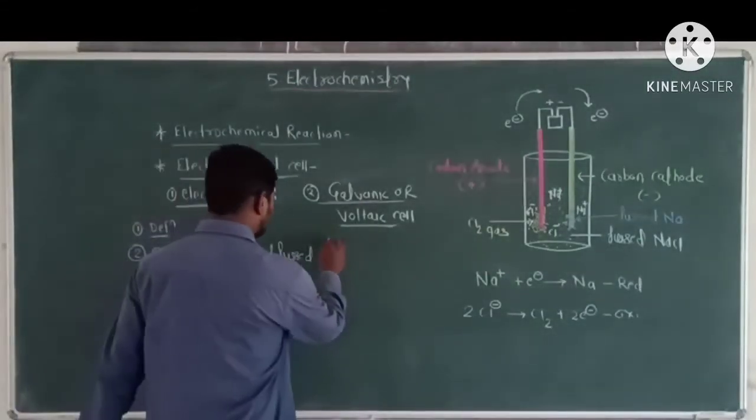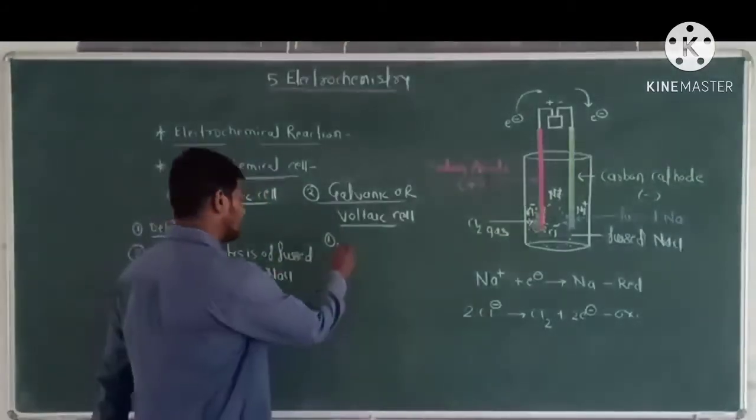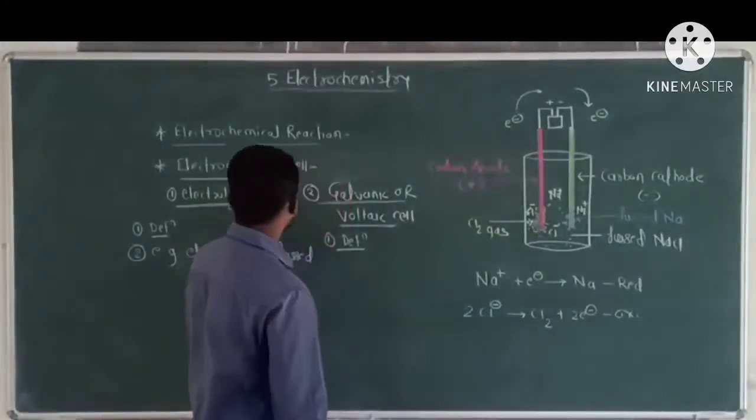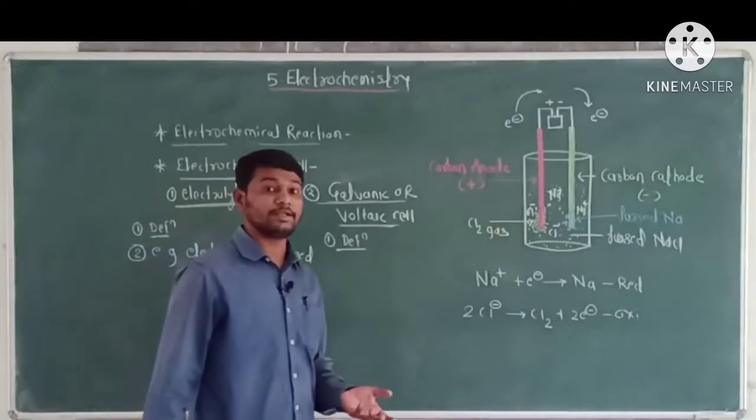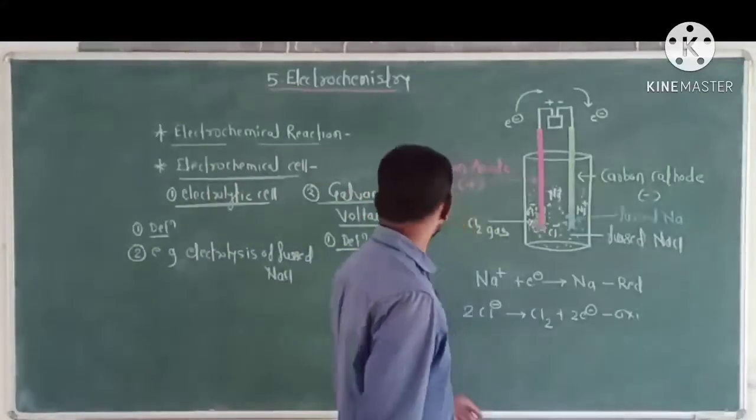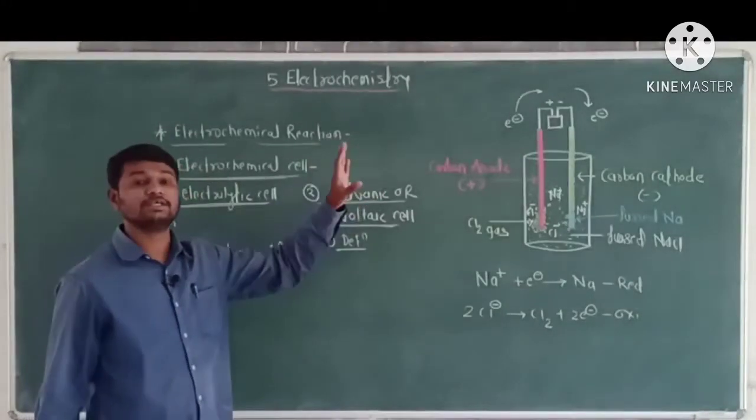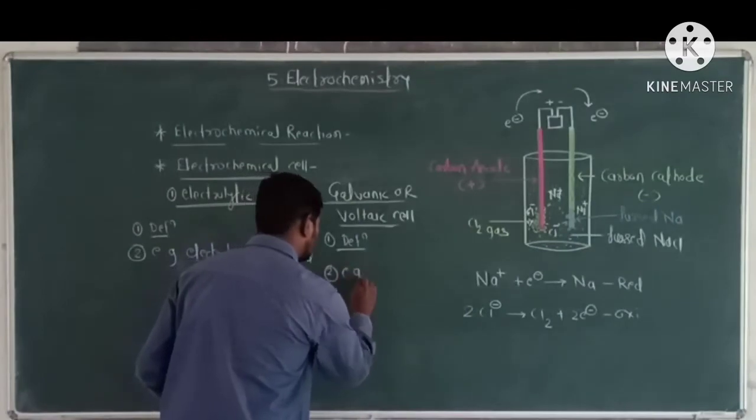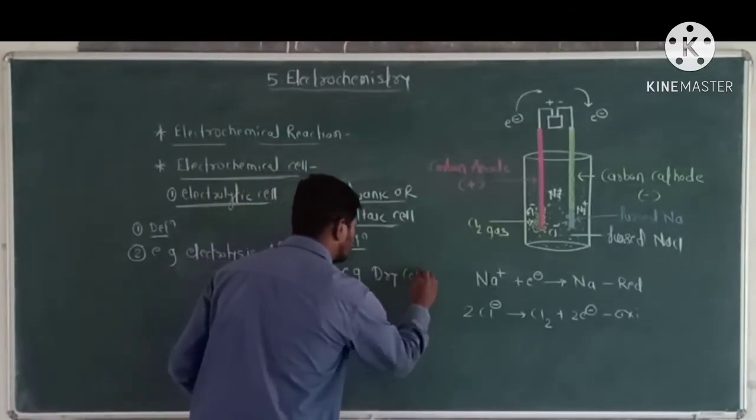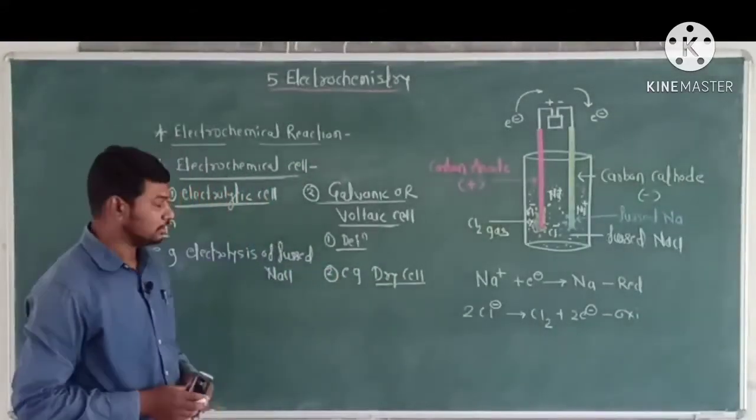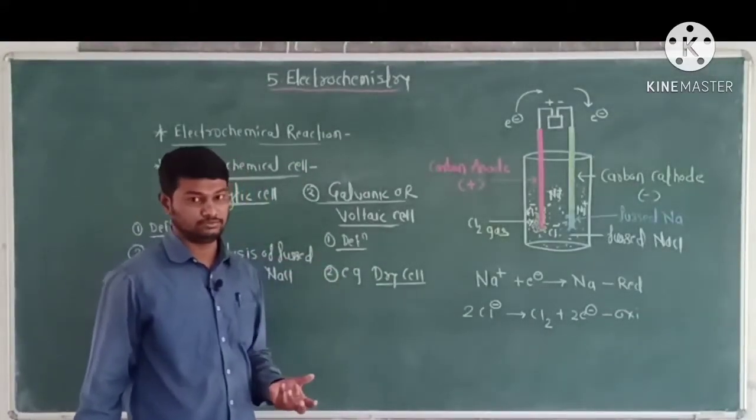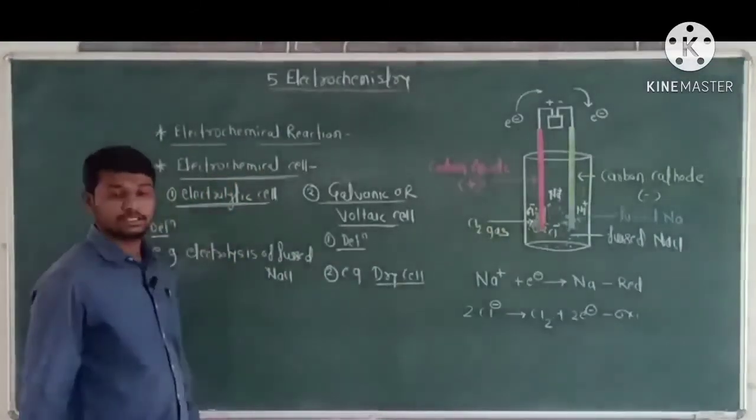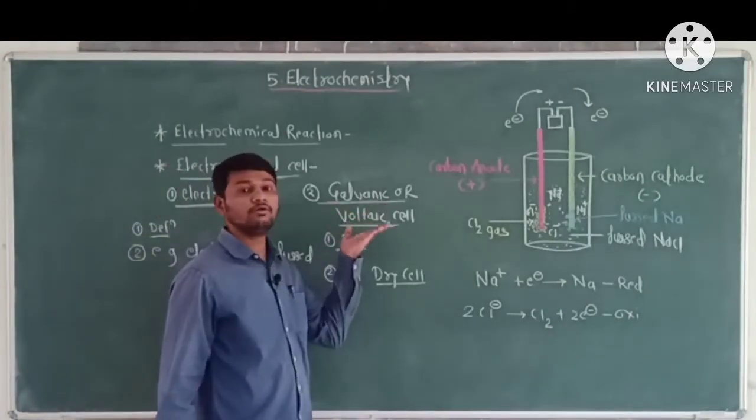Okay, now galvanic cell. The first point is the definition. The electrochemical cell in which a spontaneous chemical reaction produces electricity, such a type of electrochemical cell is called a galvanic cell or voltaic cell. Okay, for example, second point, dry cell. In a dry cell, the spontaneous chemical reaction produces electricity. Therefore, such a type of electrochemical cell is called a galvanic or voltaic cell.